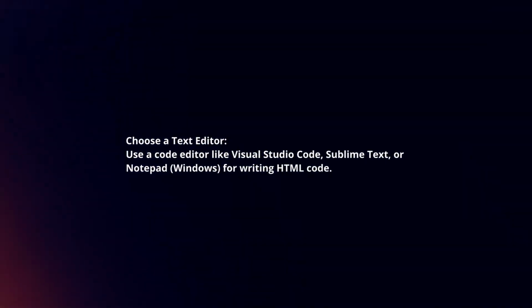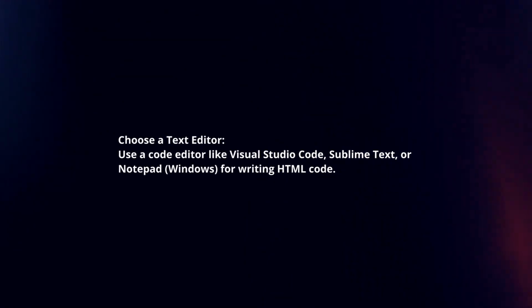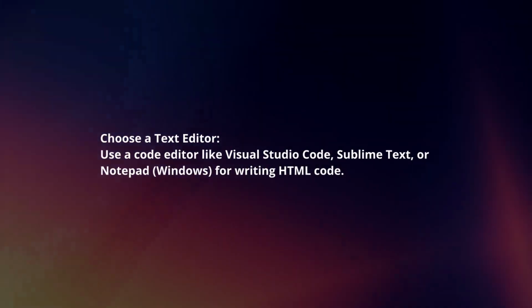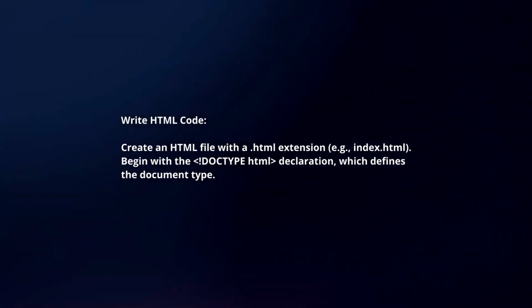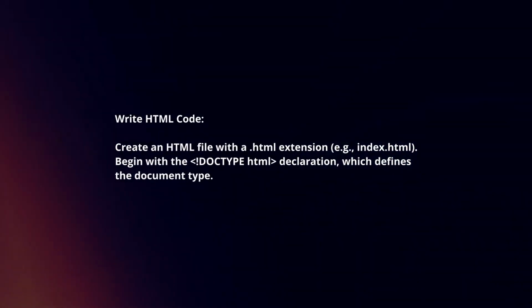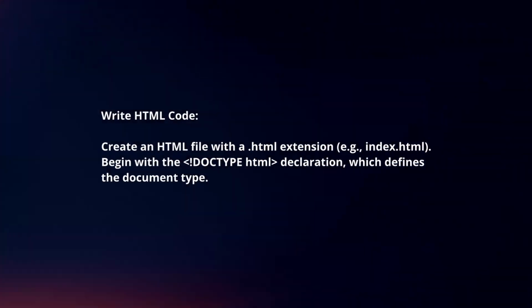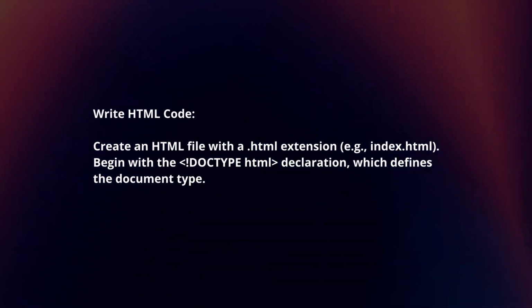Choose a text editor. Use a code editor like Visual Studio Code, Sublime Text or Notepad for writing HTML code. Write HTML code. Create an HTML file with the HTML extension. Begin with the doctype HTML declaration, which defines the document type.